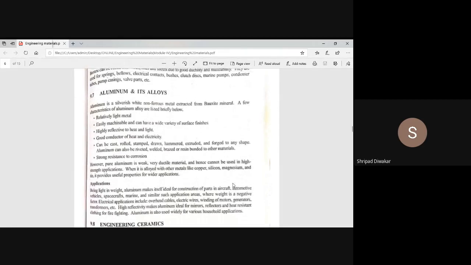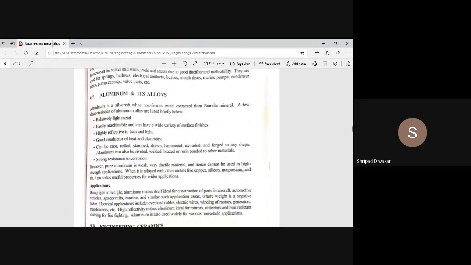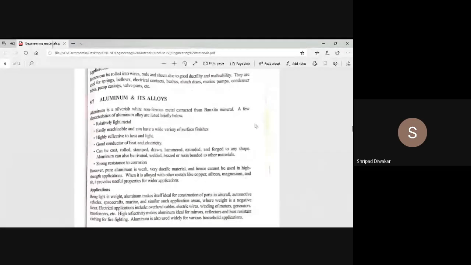Next, I'll discuss another important non-ferrous material, which is your aluminium. Okay, so aluminium is silverish white in color. It is a non-ferrous material extracted from bauxite minerals. We are getting the aluminium from bauxite minerals.